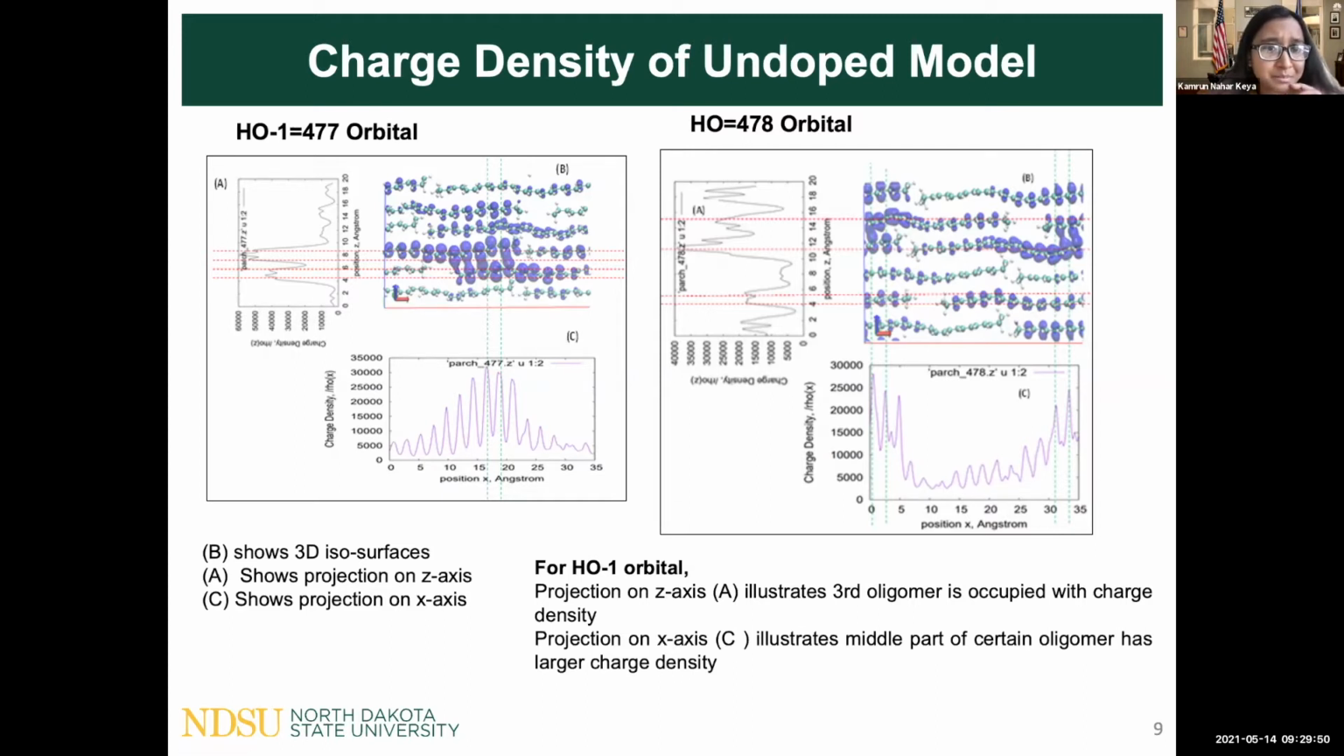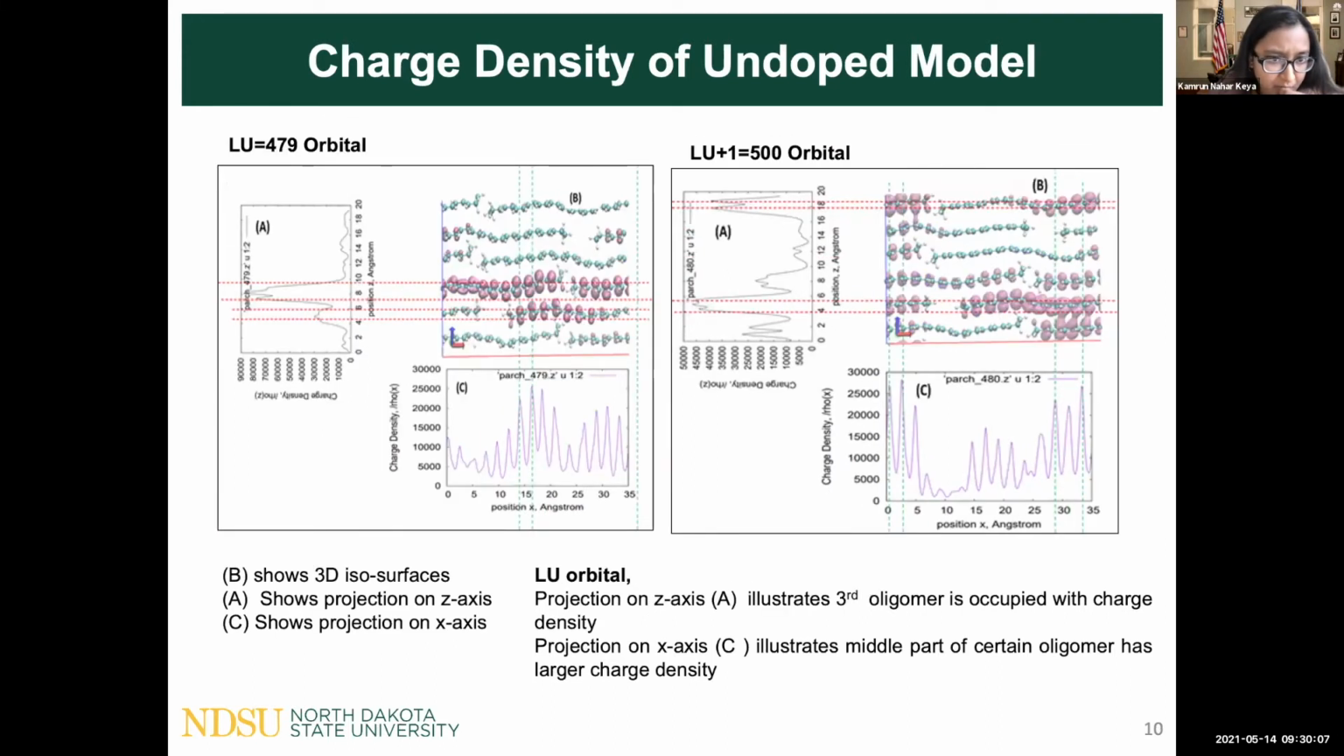Similarly, in the HOMO orbital, we are able to see that at the edge of the box in the X position, it shows more charge density. Next slide. Similarly, a high peak means more charge density, and it happens in the third oligomer, and in the LUMO plus one it shows more charge density at the edge of the box.